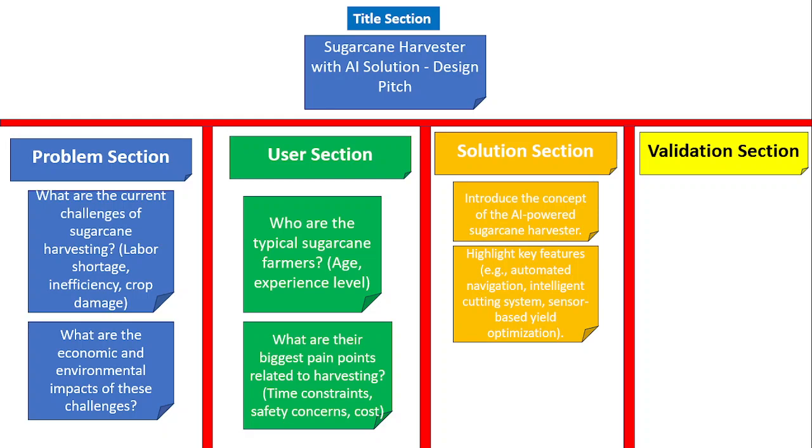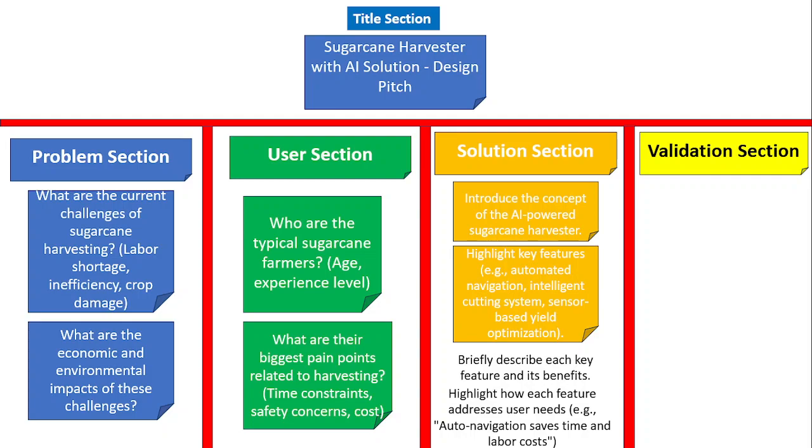In that, you may give some more points rather than these sticky notes. You briefly describe each key feature and its benefits to the targeted audience, and then highlight how each feature addresses user needs. Example, auto navigation saves time and labor costs. Likewise, your solution section should be available in your pitch presentation.